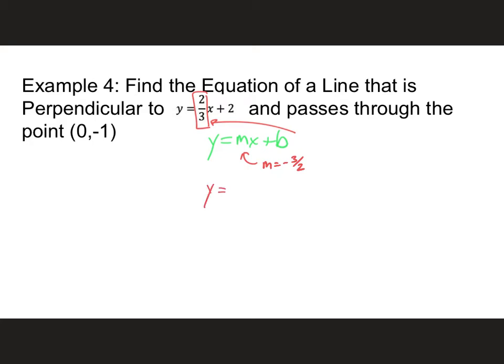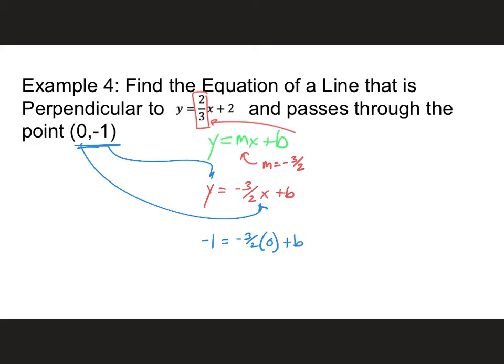All right, so I'll fill that into my equation. y equals -3/2 x plus b. Now I'm going to go to the point that I was given and plug in for y and plug in for x and figure out what my b is equal to. So -1 equals -3/2 times 0 plus b. Well, -3/2 times 0 is 0. So I have 0 plus b, which is just b. So my value for b is equal to -1.